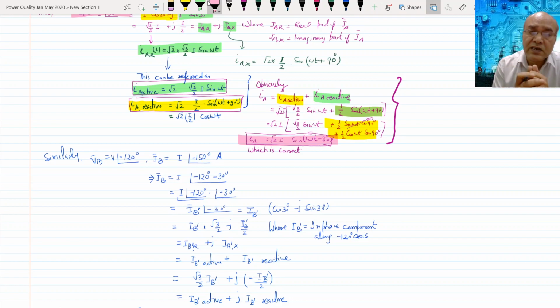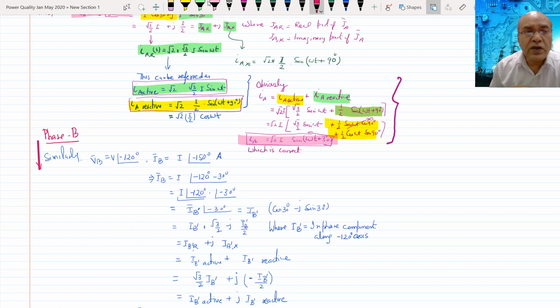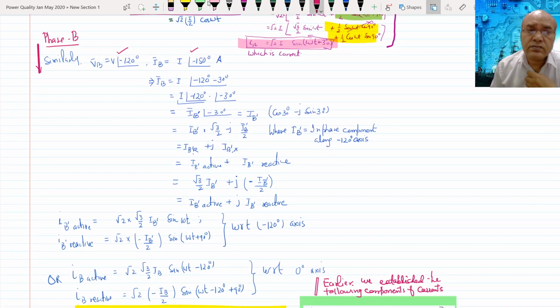Now what about phase B? The same way we can analyze phase B. This part we are studying phase B here, okay? So here onwards we are discussing the phase B. In phase B, this is the voltage, this is the current, and therefore this is the IB. So IB is minus 30 degree actually.